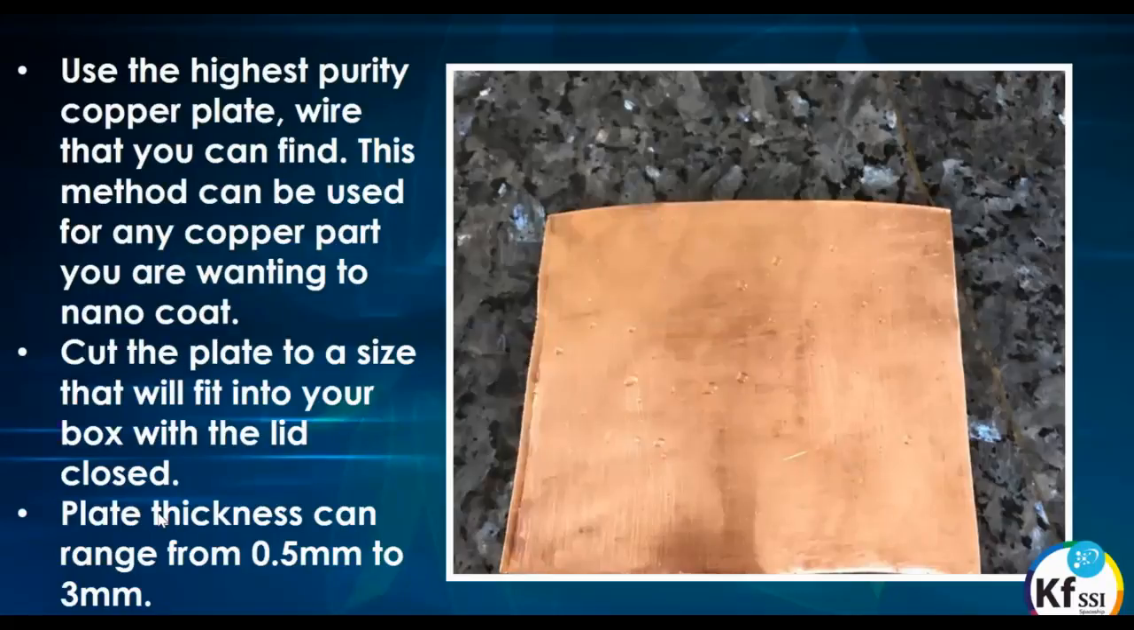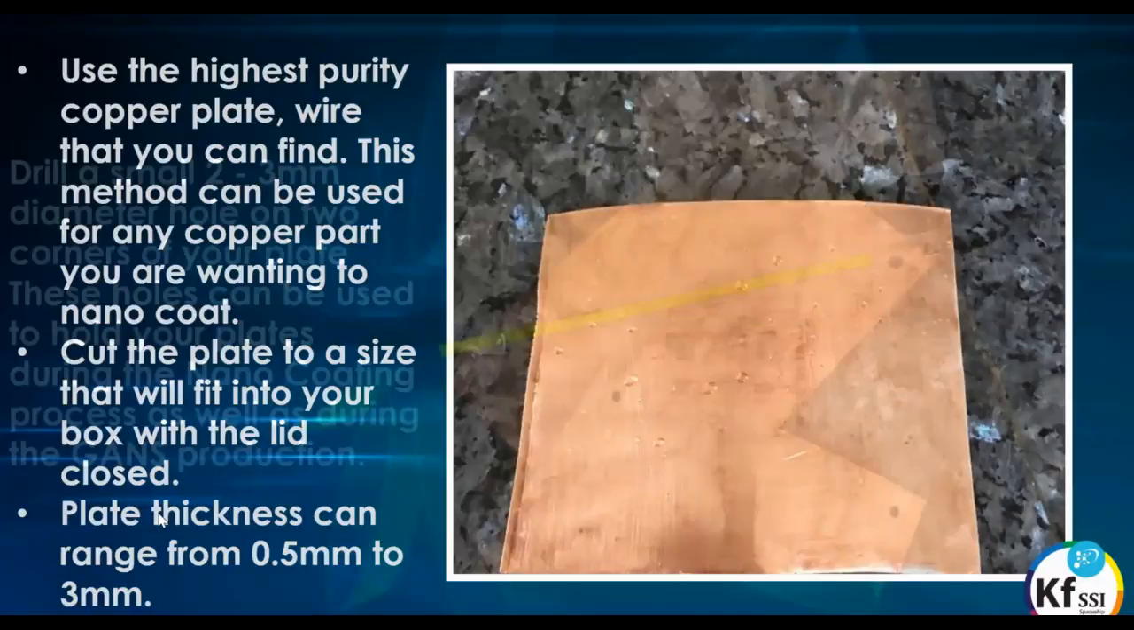Okay, so if you've got your copper plates, or your wire coils that you're wanting to nano layer, or even your little spinning devices that you have, you need to make sure that they are of the highest quality and purity of copper. Cut them to size so that they fit into your box with the lid closed. And your plate thickness can vary. If you're wanting to make your plates for your GaNs materials, it can vary from 0.5 millimeters to 3 millimeters. The thickness is not important.